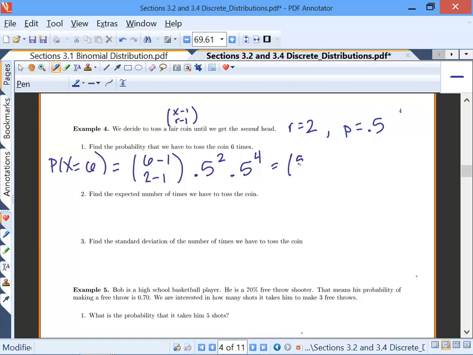So we have 5 choose 1 times 0.5 to the 2, times 0.5 to the 4. So that's 0.0781.